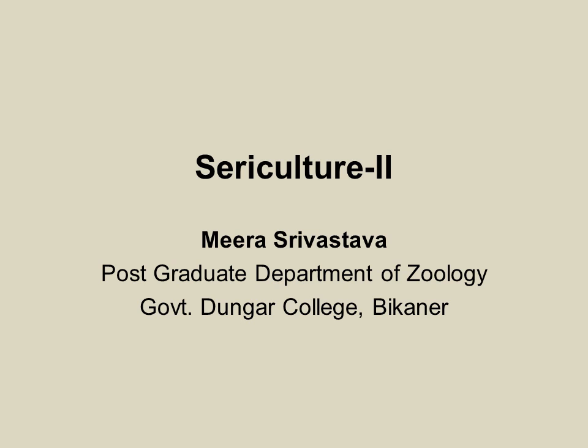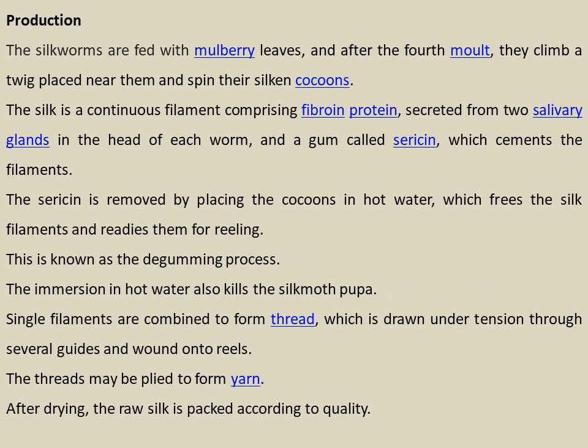Dear students, in continuation to the previous lecture on sericulture, we continue with part 2, the production of silk. Now the silkworms are fed with mulberry leaves, and after the fourth moult, they climb a twig placed near them and spin their silken cocoons. The silk is a continuous filament comprising fibroin protein secreted from the two salivary glands in the head of each worm and a gum called sericin which cements the filaments.